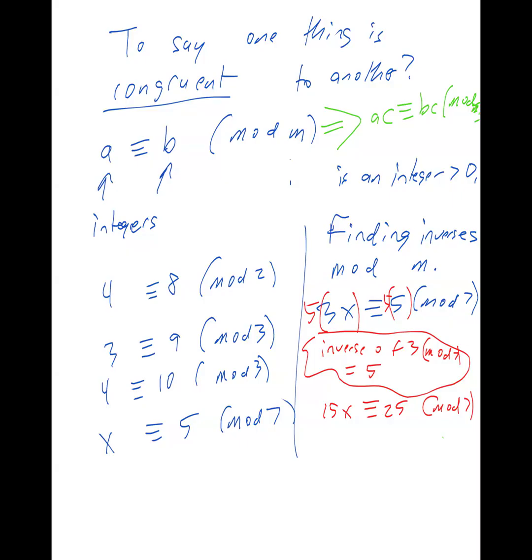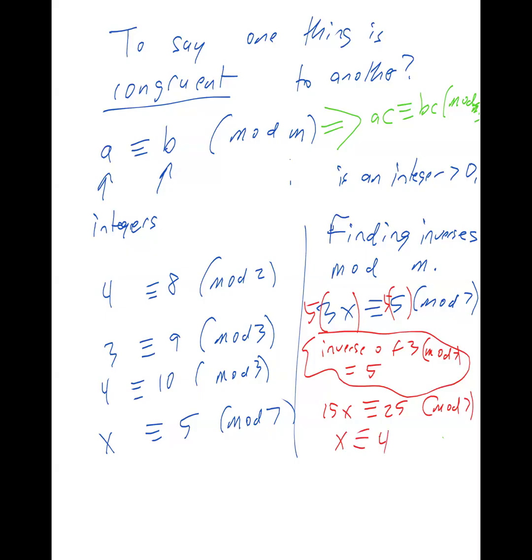So what's the remainder of 15 mod 7? 1, right? We just heard that. We just learned that a second ago. So the remainder of 15 mod 7 is 1, so that becomes 1x. And then what's the remainder of 25 when you divide by 7?